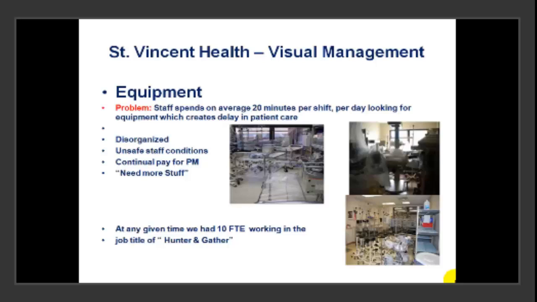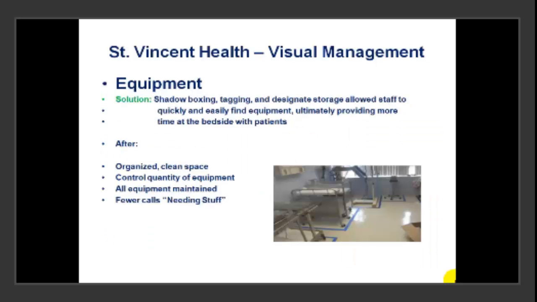So look at those pictures on the right, and let's go to this one. Here's the solution. They use shadow boxing, tagging, designated storage, allowed for staff to quickly and easily find equipment they want. They know a place for everything and everything in its place. So they know where it is.